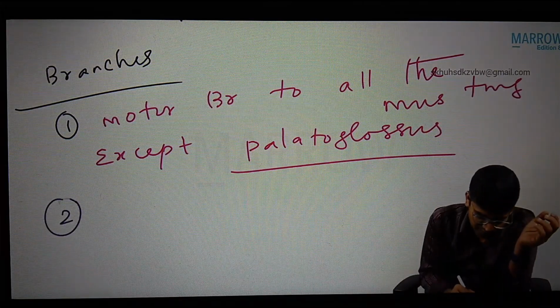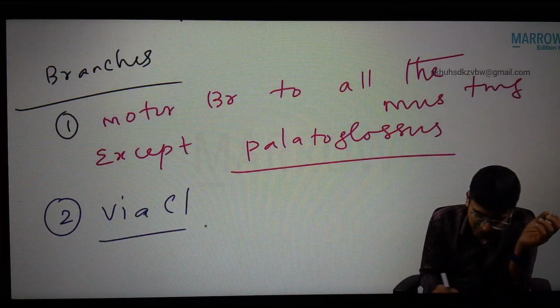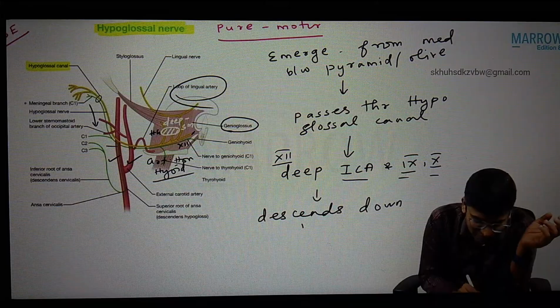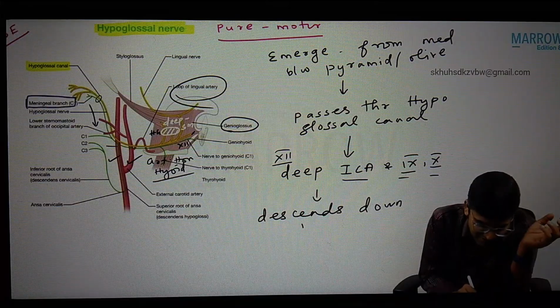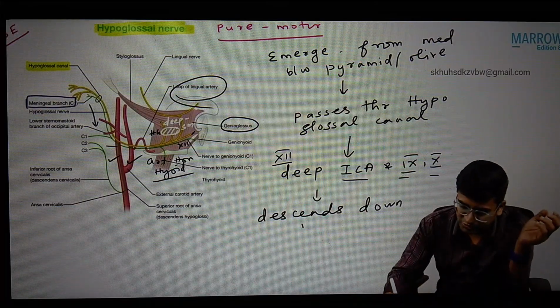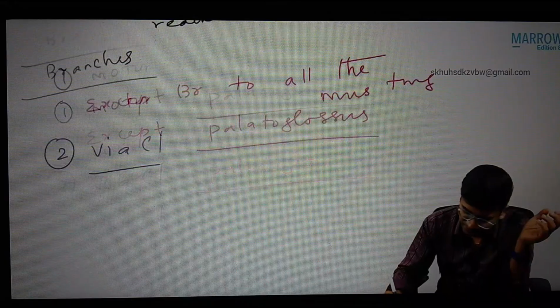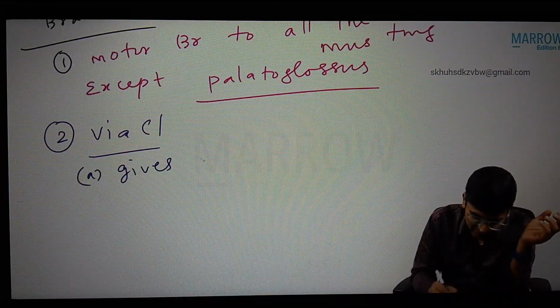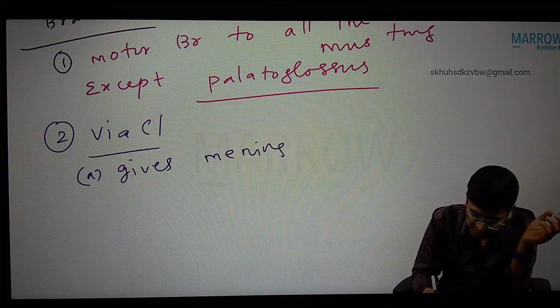Number 2, via C1 fiber. See the diagram, the hypoglossal nerve is giving a meningeal branch. So via C1 fiber, the hypoglossal nerve gives a meningeal branch.